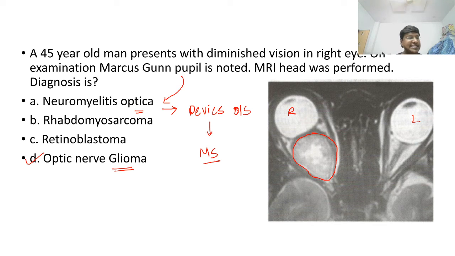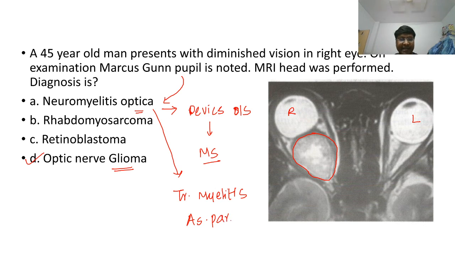But what is the presentation of neuromyelitis optica? They will present with transverse myelitis, leading to ascending paralysis, and they will also have optic neuritis. But does the patient give you any history of ascending paralysis? No. Does any image suggest optic neuritis? No. So that is the reason why neuromyelitis optica is ruled out.